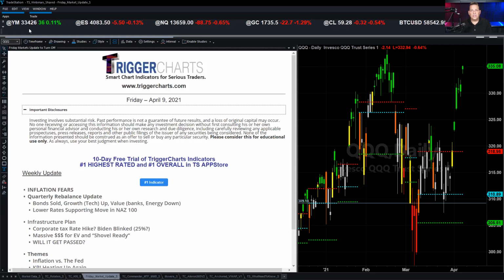Yes, we have inflation. I was concerned more so about the year-over-year calculation of inflation, but what we're seeing right now is that there's more than just the year-over-year.